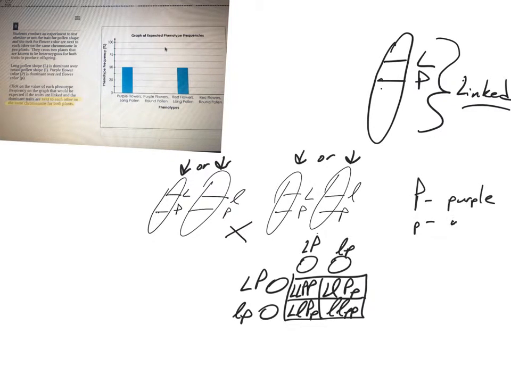little p is yellow, big L is, what is it, long or short? Is it long or short pollen? Big L is round, sorry. And little l is, help me. No, big L is long and little l is round.